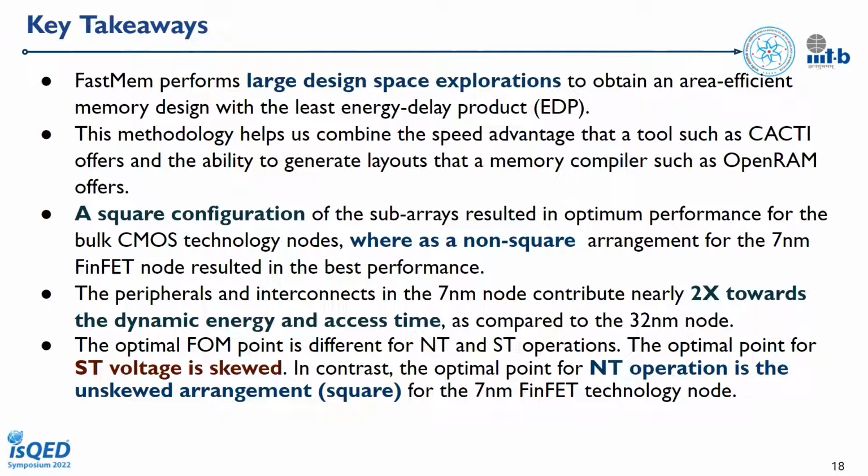The peripherals and interconnects in the 7 nanometer node contribute nearly twice to the dynamic energy and access time as compared to the 32 nanometer node. The optimal FOM point is different for near threshold and standard voltage operations. The optimal point for standard voltage is skewed. In contrast, the optimal point for near threshold operation is unskewed arrangement or the square arrangement for 7 nanometer FinFET technology node for both 6T and 8T SRAM cells.